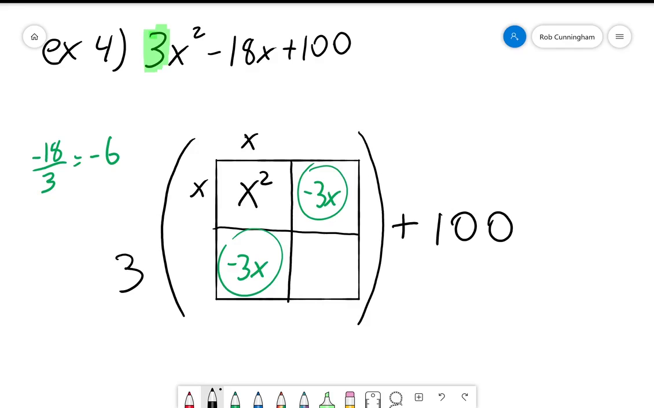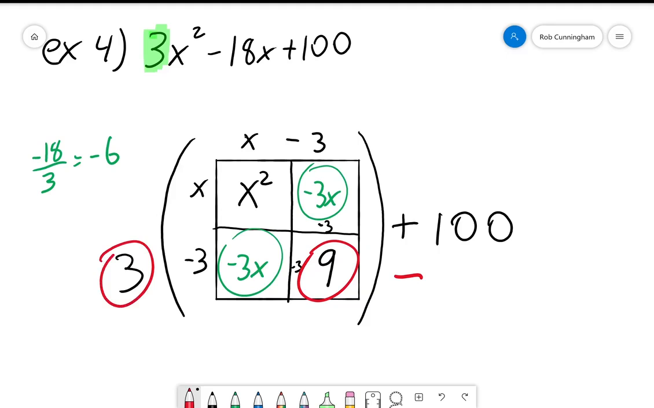That means I have x minus 3 times x minus 3. And that means I have to add 9 because negative 3 times negative 3 is positive 9. It's not actually just positive 9 though, it's actually positive 9 times positive 3, so we're going to take that 27 back away. Remember that I can't just change things for the sake of changing them. I have to compensate somehow.